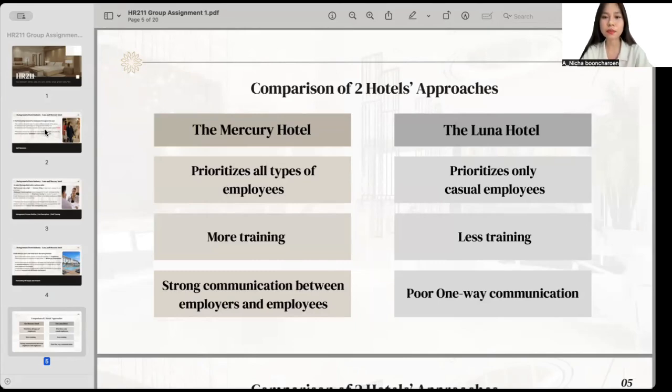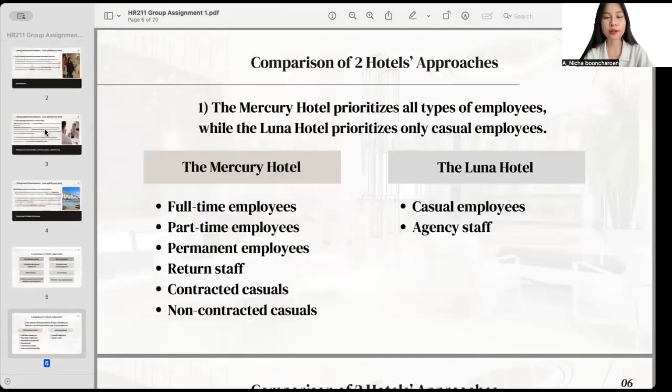I didn't write the full version, but what I meant by hotels' approaches is employee management approaches, because this is about the HRM subject. Number one, the Mercury Hotel prioritizes all types of employees. To make it very easy, imagine you're applying to both hotels. Both hotels, you can choose any jobs. You can choose to be full-time, part-time, permanent, return staff, contracted casuals, non-contracted casuals. And if you apply for any of these positions in the Mercury Hotel, they're gonna tell you, oh, no matter what type of employee you're gonna become, we're gonna take care of you. And we have created a tailored approach to each type of employee. So you will definitely be taken care of in different ways.